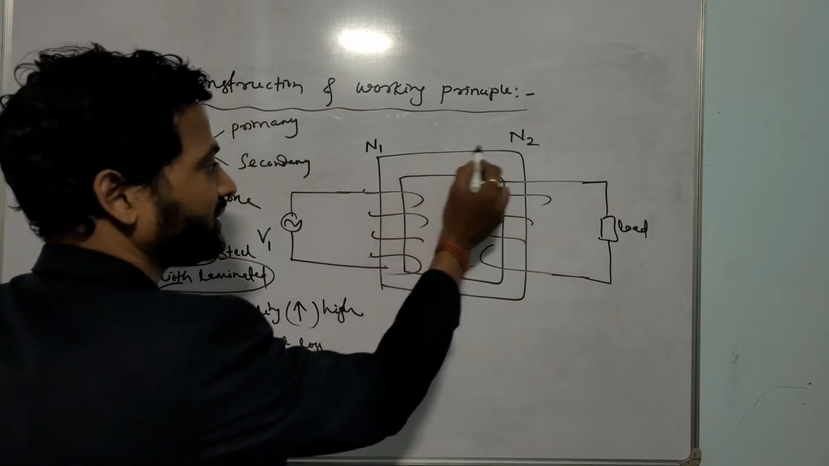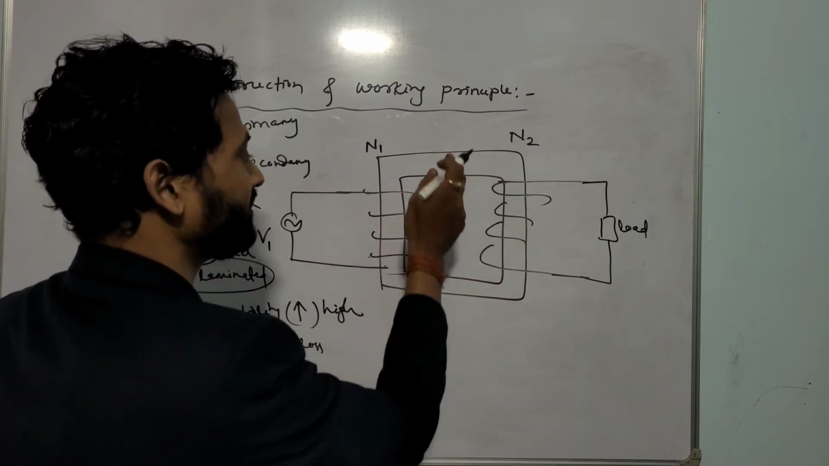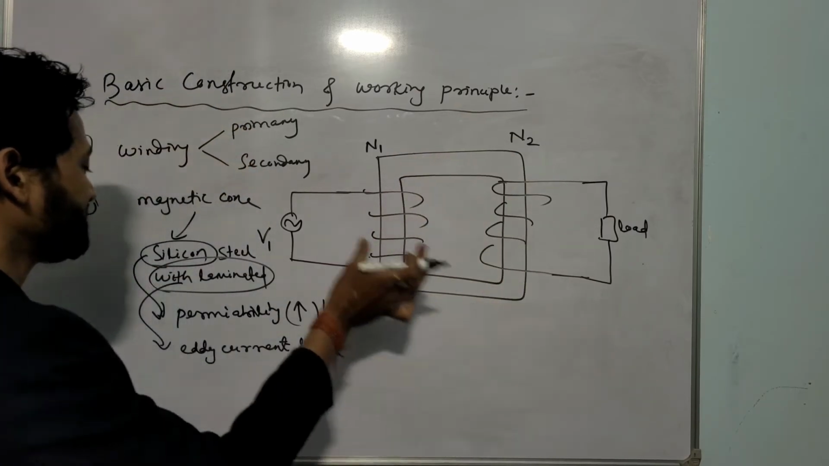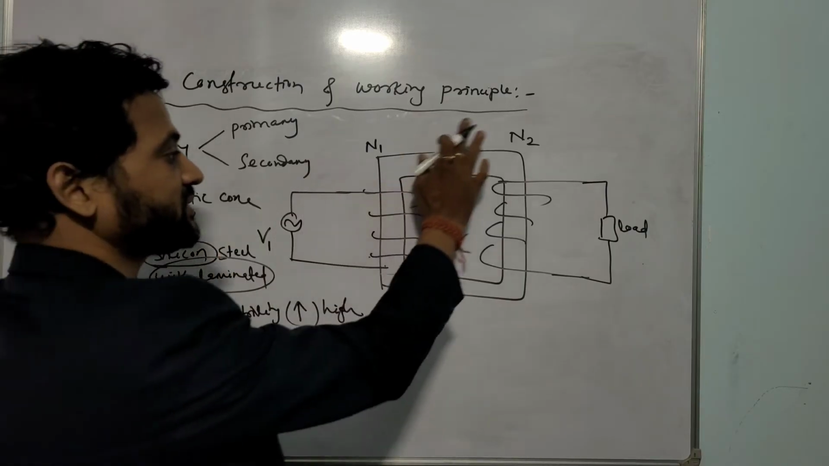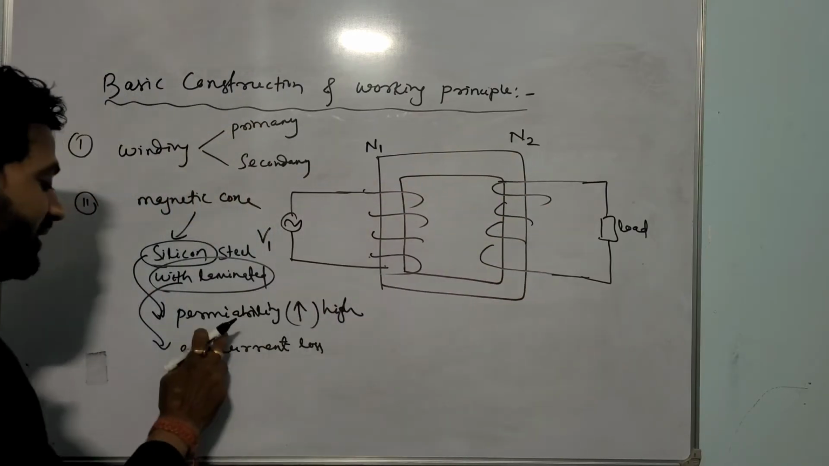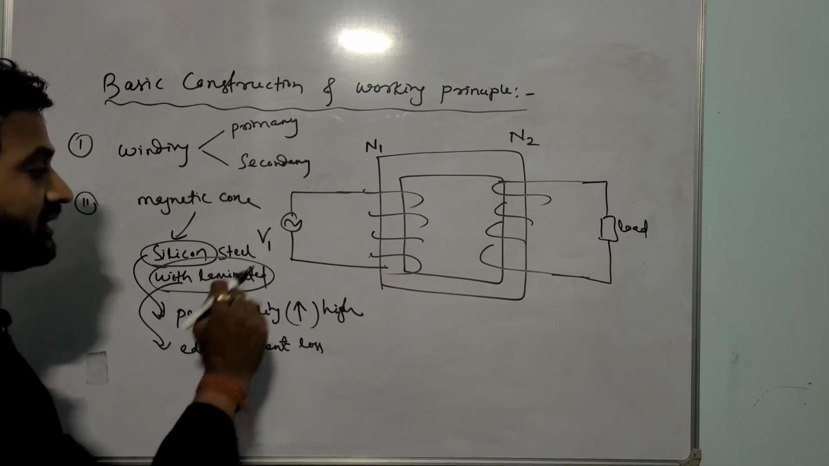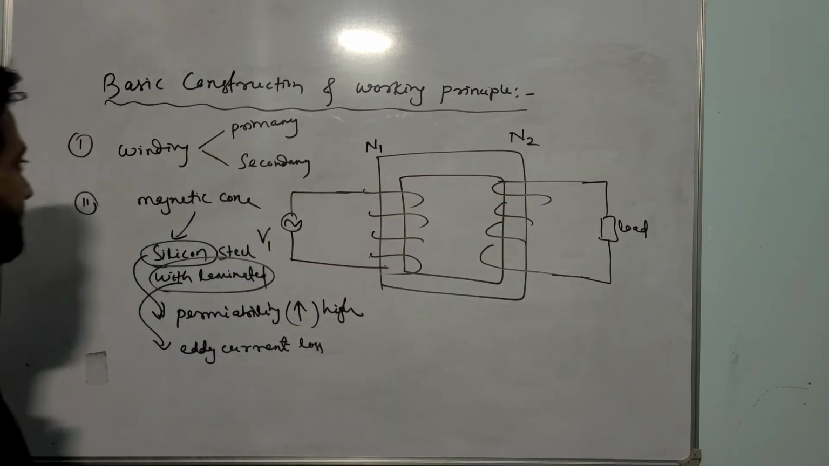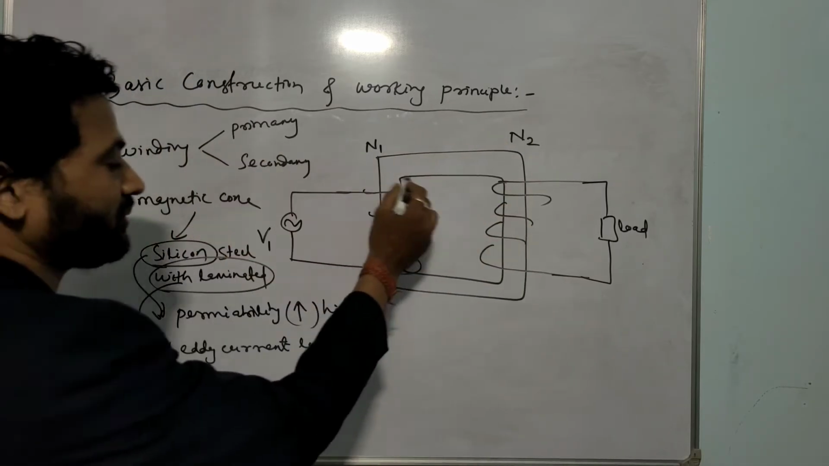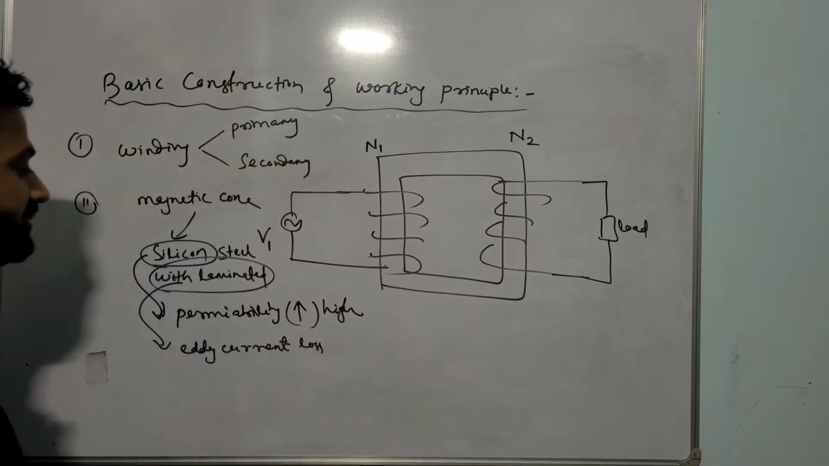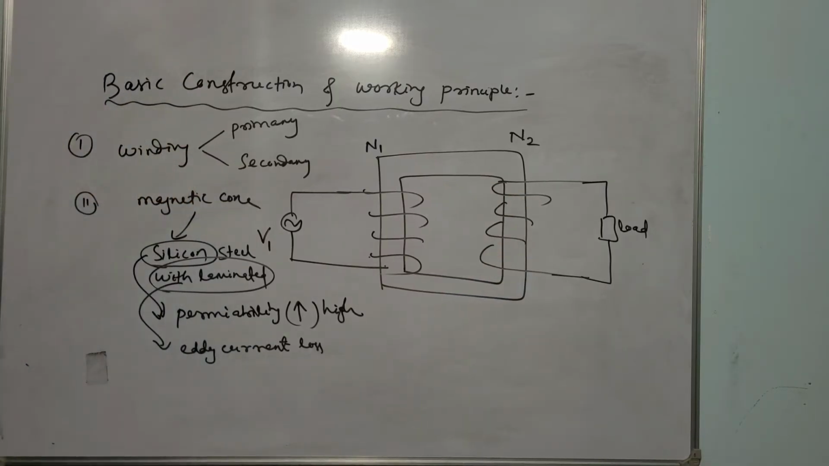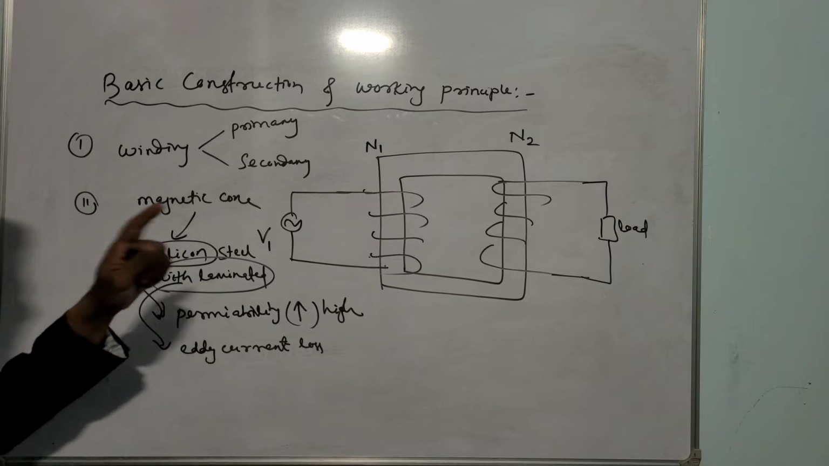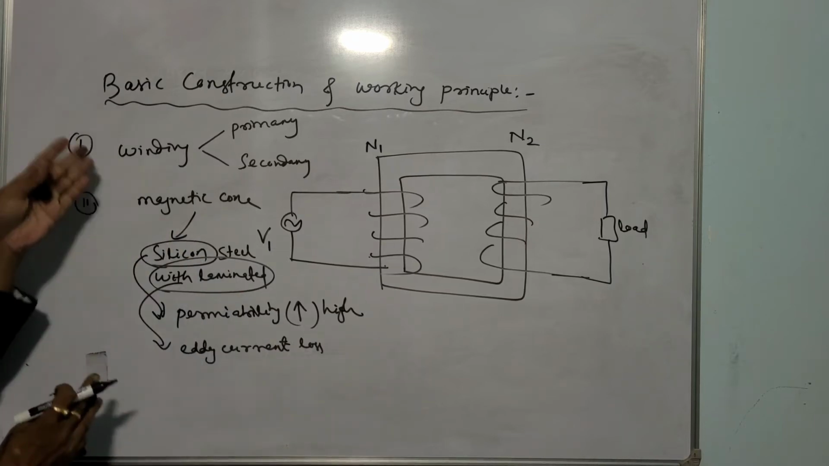Again, I repeat, it is a magnetic material made up of silicon steel with lamination. Silicon steel is used to reduce hysteresis loss, and eddy current loss can be reduced by laminating the core. And the windings are copper wire, primary and secondary windings. So that is the basic constructional feature of a transformer. Okay, note this down.